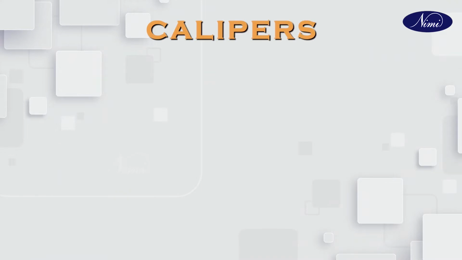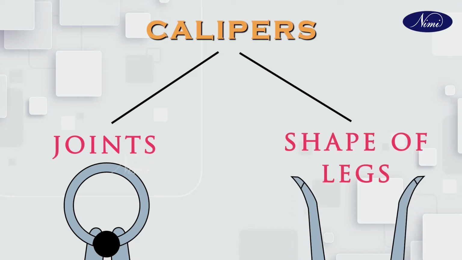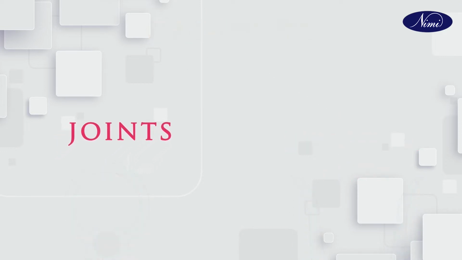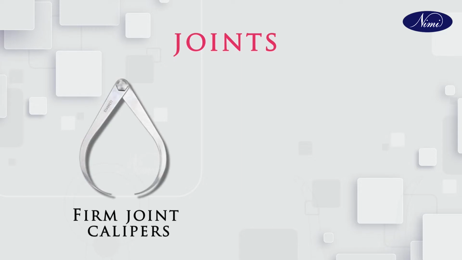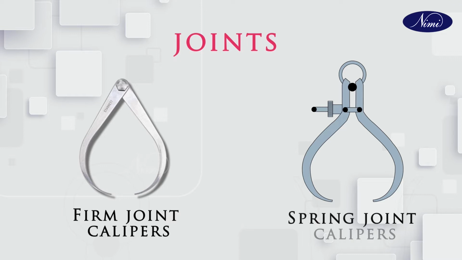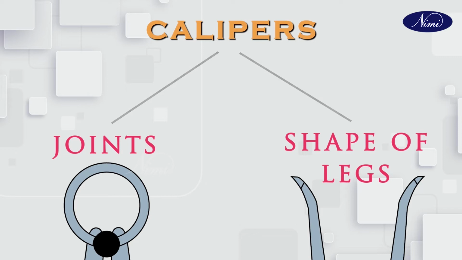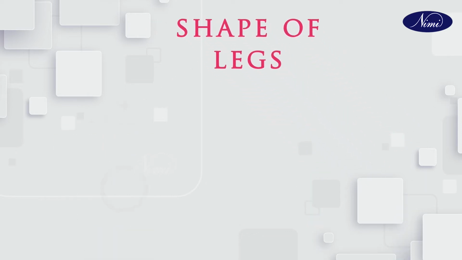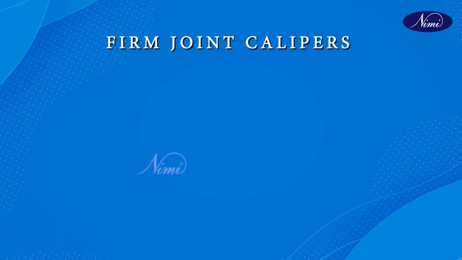Calipers are classified according to their joints and the shape of their legs. According to their joints: Number 1. Firm joint calipers. Number 2. Spring joint calipers. According to the shape of legs: inside caliper and outside caliper. First, we will see the firm joint calipers.